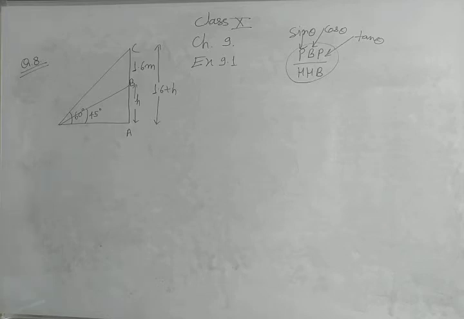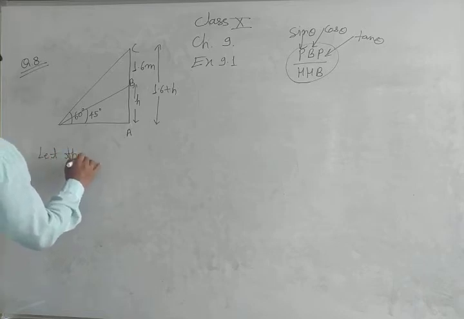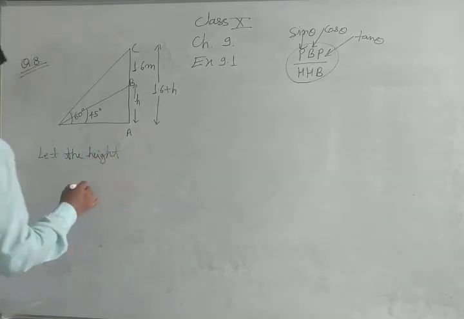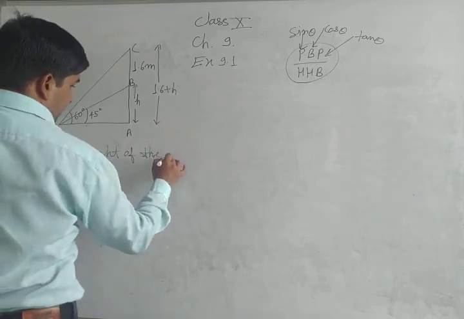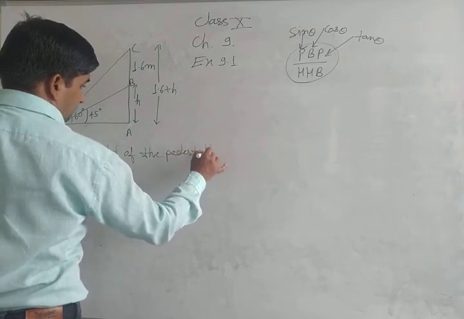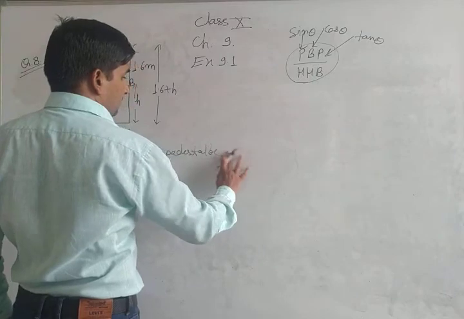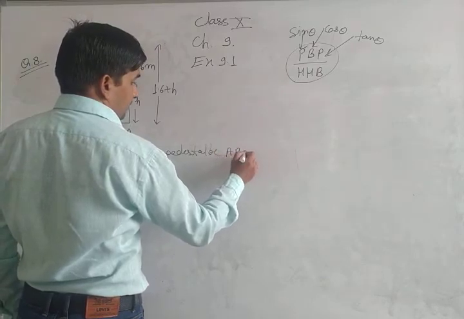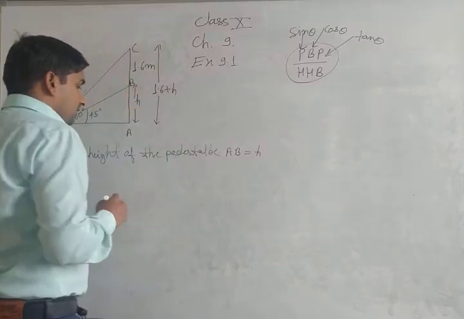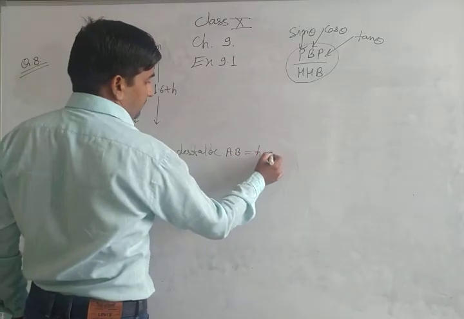Clear. Okay. So how do you solve? Let the height of the pedestal be AB equals h meter.